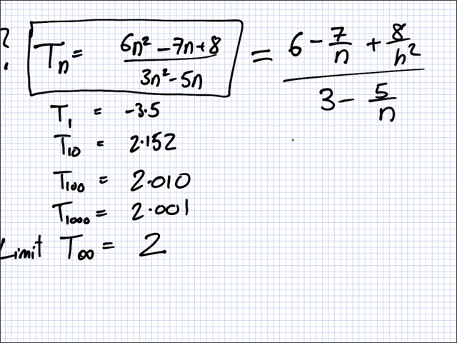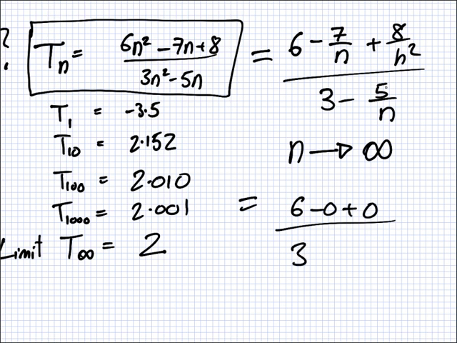Okay. And then what you do is you make n go to infinity. So 6 is still 6. But what's 7 over infinity? 0. And 8 over infinity? Also 0. And then 5 over infinity. So you have the exact answer. It's exactly 2.